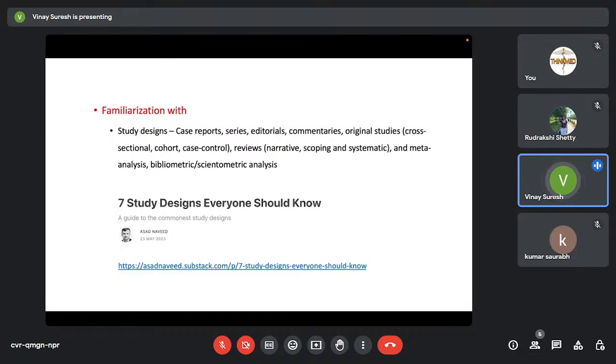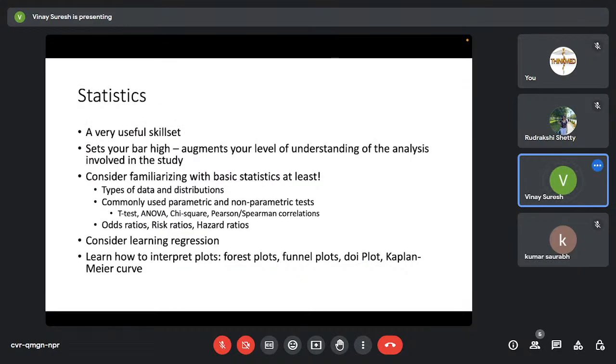There's this Substack, a platform for writing, by Asad Naveen. He writes brilliant articles. I would recommend you guys to go and read them up.